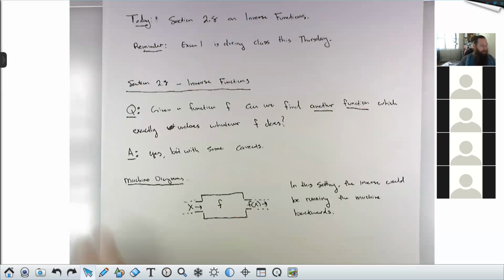Right, so your inputs come in here, f does something to them and spits out the outputs. If f is the constant function f of x equals 2, then for every number that comes in, it spits out the number 2. If f is the function f of x equals x plus 3, then for every number that comes in, that number plus 3 goes out.